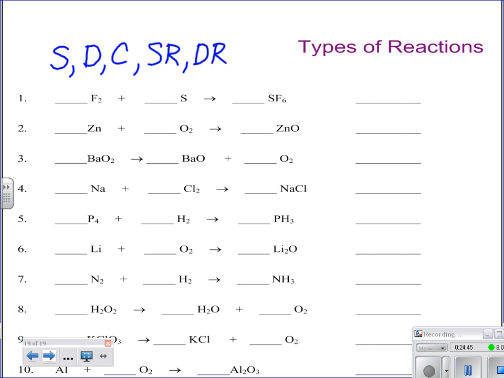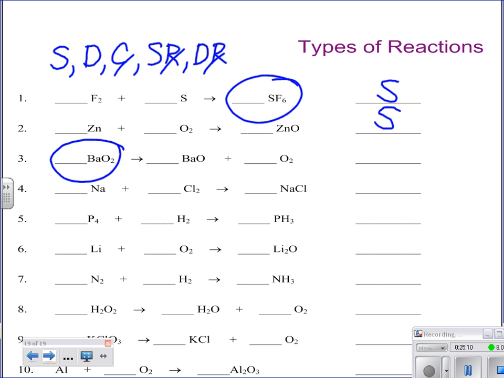Good. So synthesis and decomposition. These aren't even shown in these examples, which is too bad, so we'll find some from your homework to be able to do that. First one, what type is it? Synthesis. The way we know is there is only one product. What about number 3? Decomposition, because you only have one reactant.